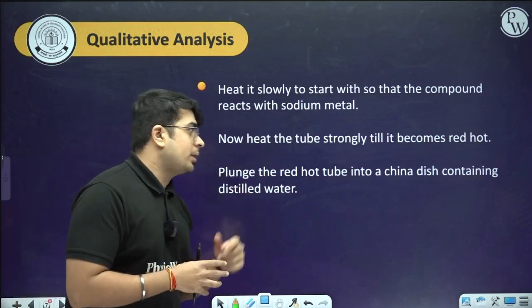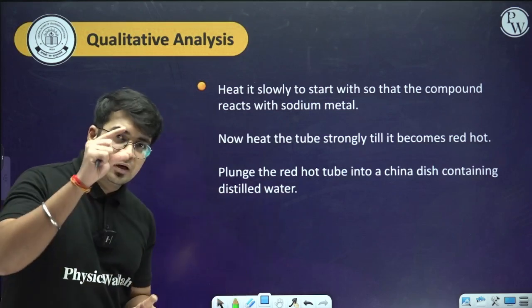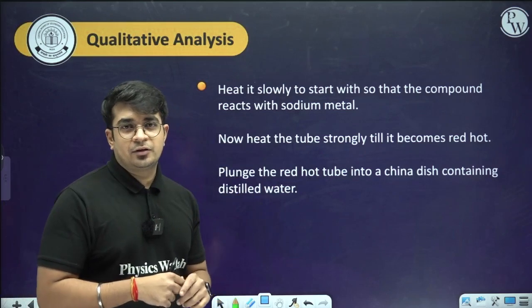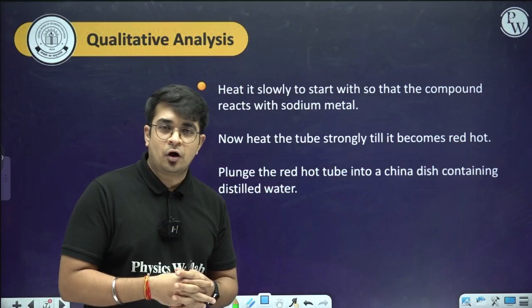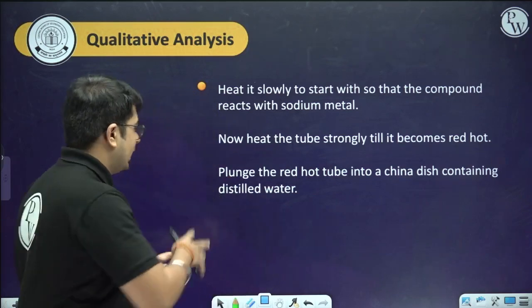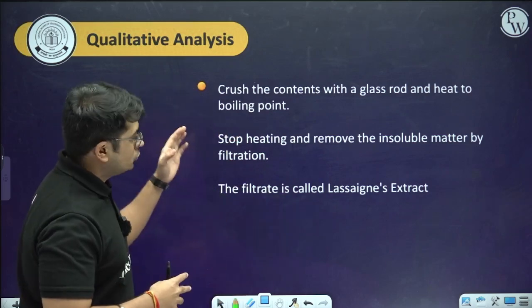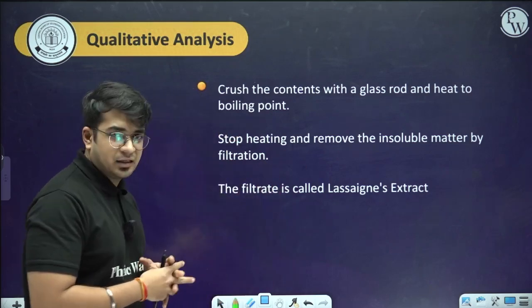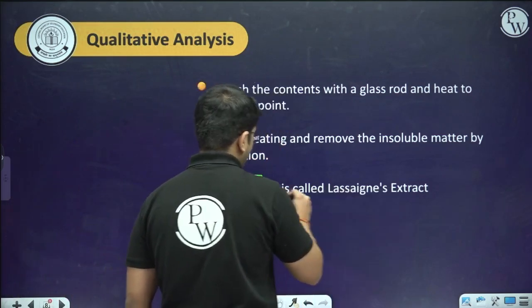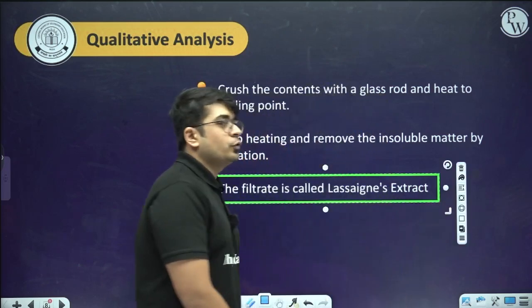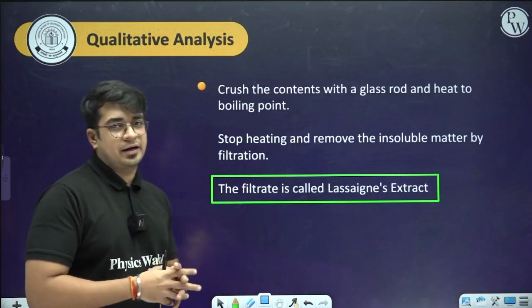Plunge the red hot tube into a china dish containing distilled water. So you have to break that very small fine tube, and you can see that the entire part is going to be dissolved in the distilled water. Because they are now converted into ionic form, they can be easily dissolved in water. And the last part is that you have to filter out the entire part. So you stop heating and remove the insoluble matter by filtration. And last, you are going to get the filtrate, which is known as sodium fusion extract, or also known as Lassaigne's extract.